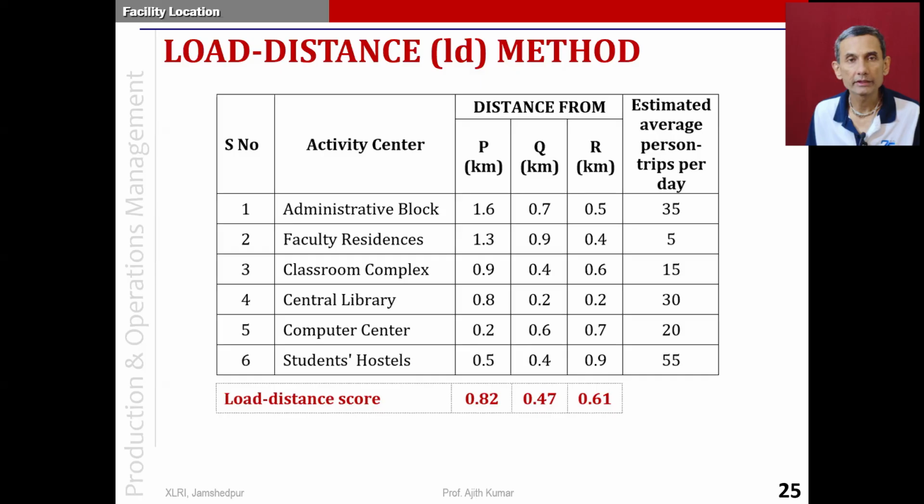So which one should we take as the best? Naturally, the one with the lowest load distance score is the best location because that is relatively closest to all the activity centers, taking into account the number of trips made. So Q is the best location as per this calculation.